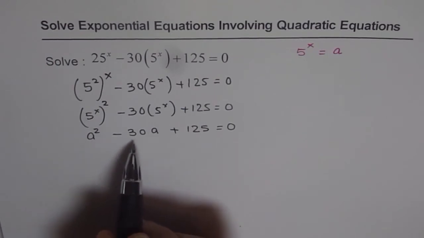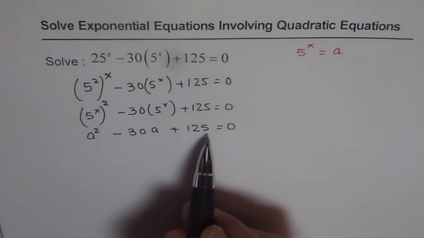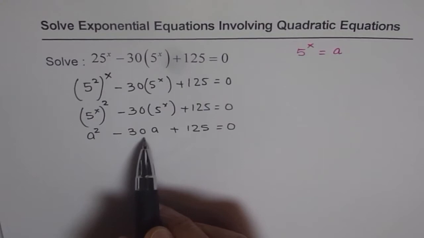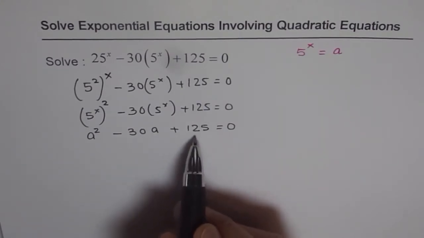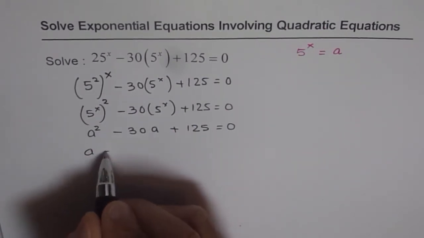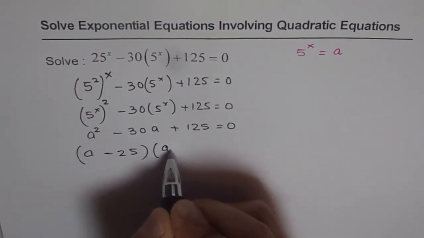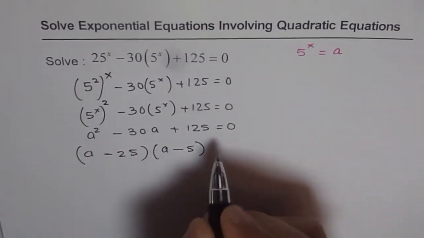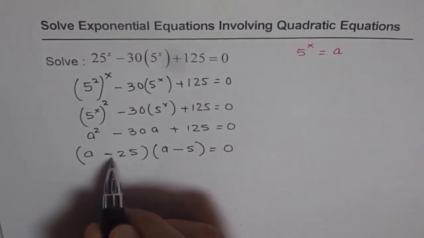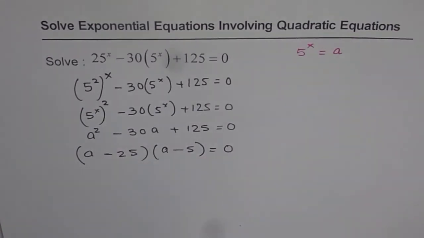So if you are factoring this, you need two numbers whose product is 125 and whose sum is 30. So those two numbers are 25 and 5, right? So we can write this as (a minus 25) times (a minus 5) equals 0, with both numbers negative. Only when they are both negative do you get plus 125, and when you add them up, you get minus 30. So that is how you get the factored form.